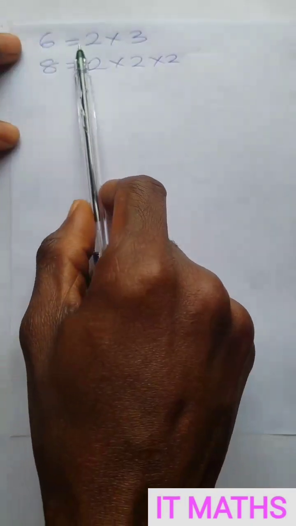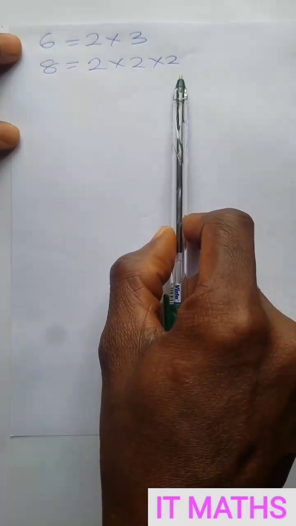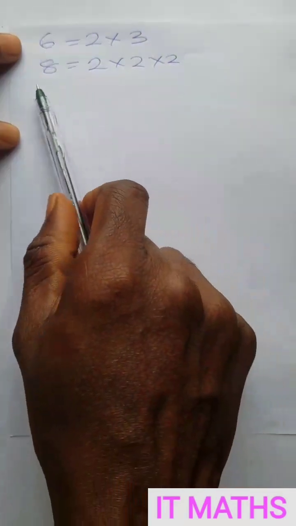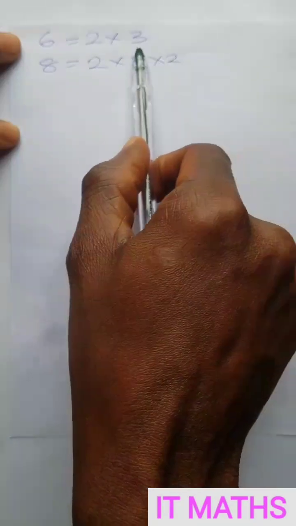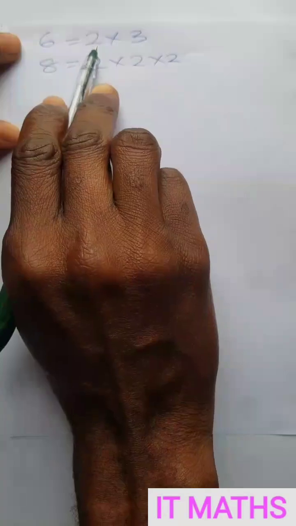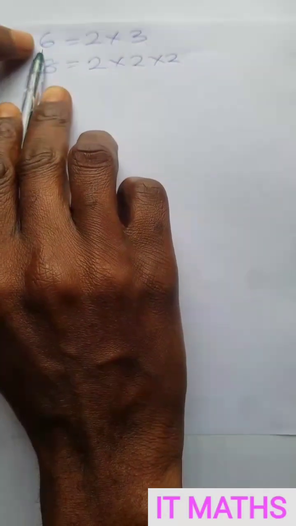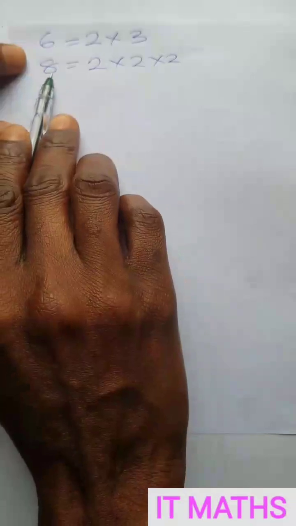Okay, we have 6 is 2 times 3 and 8 is 2 times 2 times 2. Remember, we are looking for the lowest common multiple of 6 and 8. Now know that 2 times 3 is a multiple of 6. 2 times 2 times 2 is a multiple of 8.